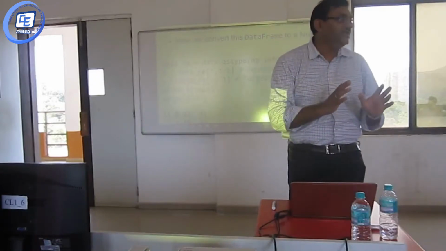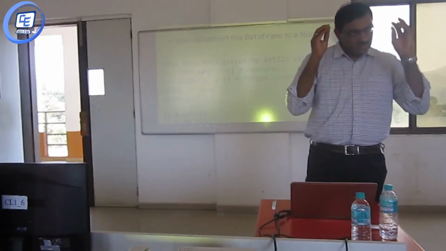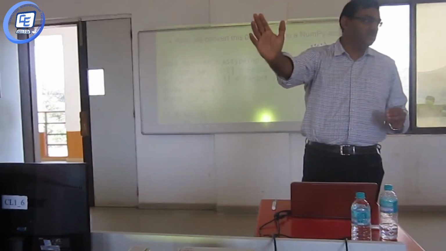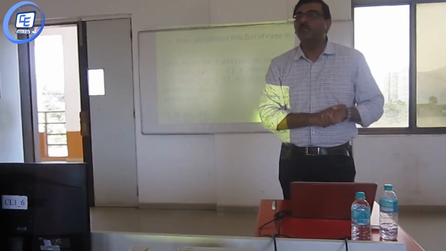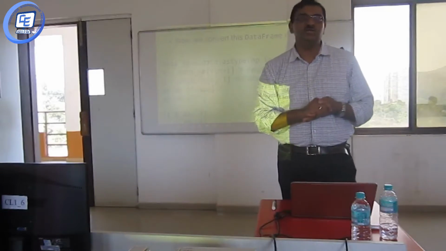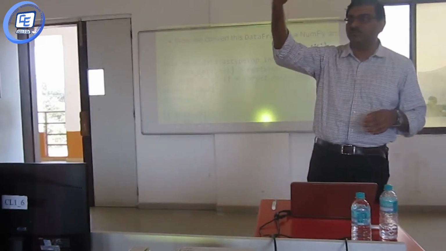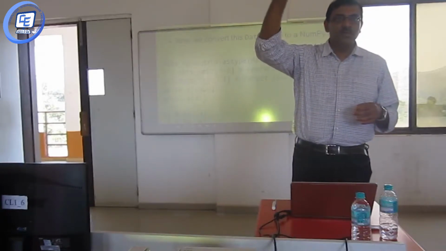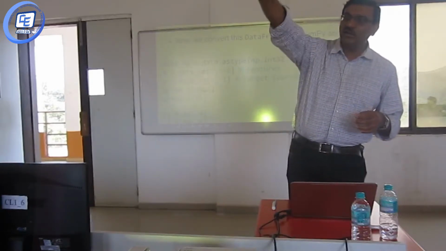X is N cross D, Y is N cross 1. Your first task is to prepare X and Y. Then you can apply the machine learning algorithm. Now we have to apply the machine learning algorithm, in this case logistic regression. Remember the 3 steps. What are the 3 steps? Create the model, fit the model, and test, predict the model.